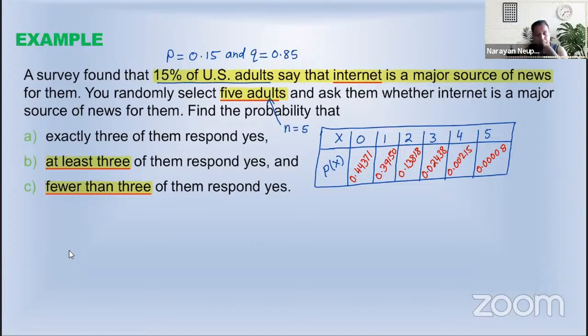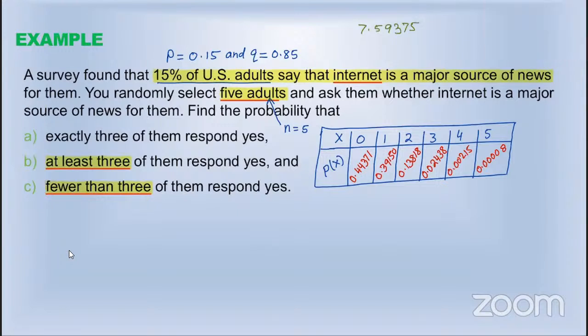Yes, Isabella. Why is P of 5 0.00008? I got 7.59375. Okay, so for the last one, you said you got 7.59375. What is there after that? E -5. Okay, E -5.